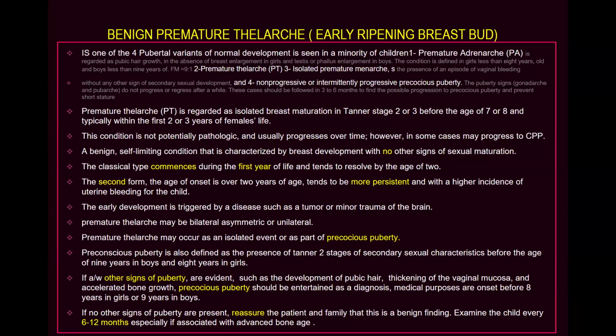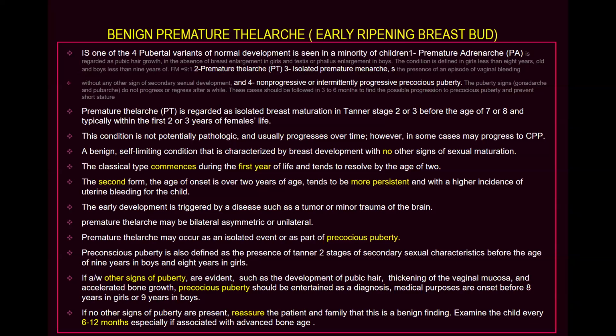So what is the premature thelarche? There are 4 pubertal variants of normal development: premature adrenarche, premature thelarche, isolated premature menarche, and non-progressive or intermittently progressive precocious puberty. So the premature thelarche is regarded as isolated breast maturation in Tanner stage 2 or 3 before the age of 7 or 8, and typically within the first 2 or 3 years of life, as we mentioned earlier. It is not potentially pathological. It is a benign process.